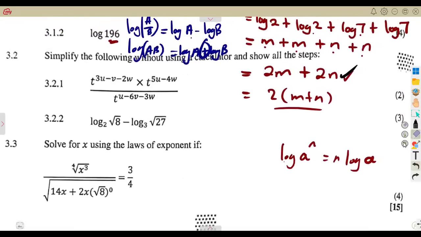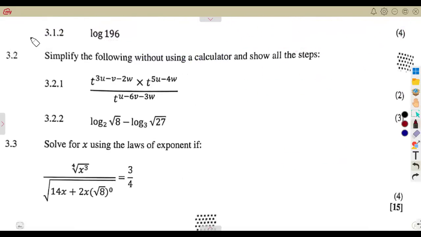All right, so that was our question 3.12. Let us consider question 3.2, simplify the following without using a calculator. Definitely, there's no way you can use a calculator on this one, where we are given this. Maybe on 3.22, that's where it can apply.